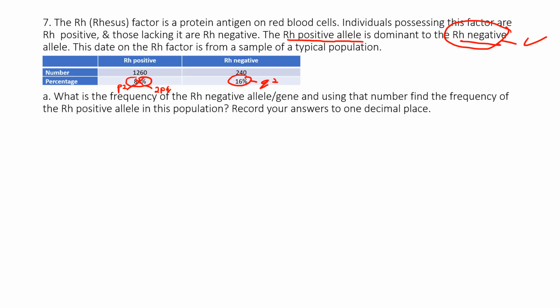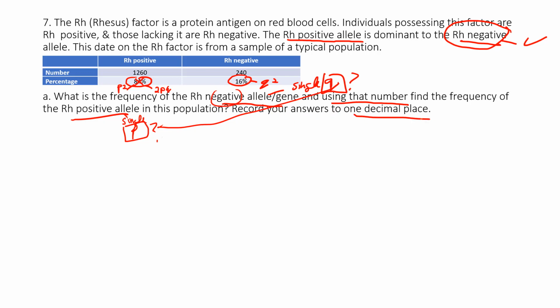It says, what is the frequency of the Rh negative allele? And using that number, find the frequency of the positive allele. The negative allele, again, allele just means single, and if it's the negative allele, that would be the recessive, so they're asking for Q. Then they said take that number and go find P. So all they want is P and Q in this particular question, and to record your answers to 1 decimal place.